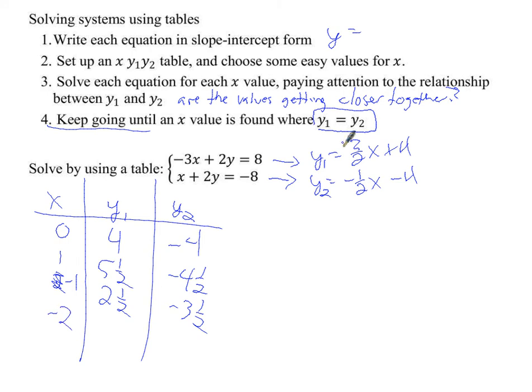-2 times 3/2 would be -3. -3 plus 4 is +1. -2 into my second equation now times -1/2 gives me +1. +1 minus 4 is -3. Did I get my answer now? Nope. Am I getting closer? Yep. So try -3.